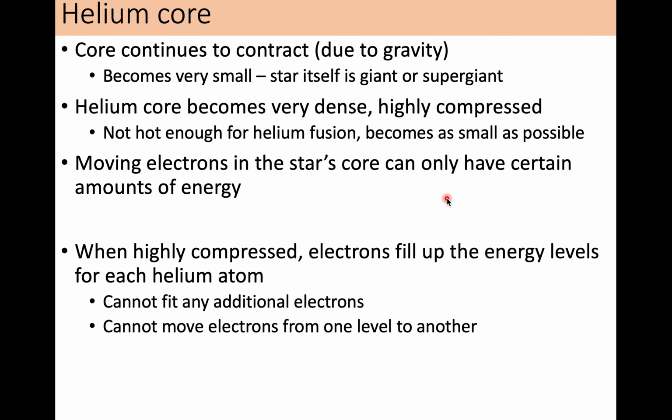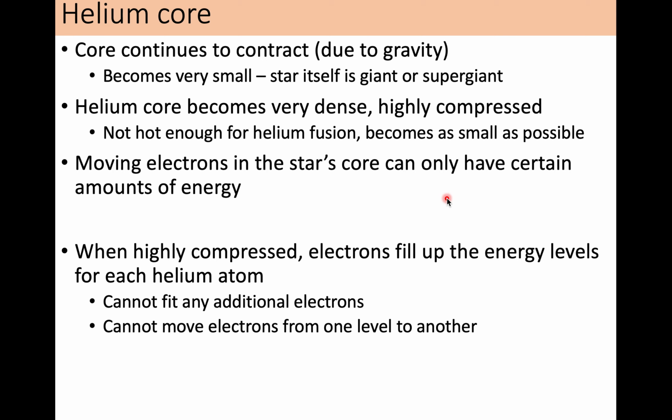So if we look back, the core is going to continue to contract because of trying to balance out that gravity. It's going to become incredibly small, even though the outer layers of the star are becoming a giant or supergiant star. The core is very, very, very small. The helium core usually becomes so dense that it becomes very highly compressed. It's not enough temperature for the helium to start fusing the way that hydrogen did.